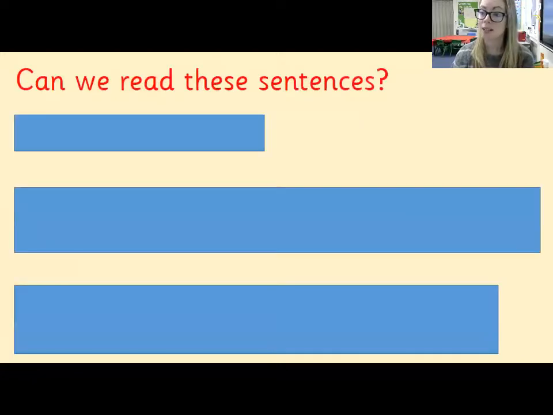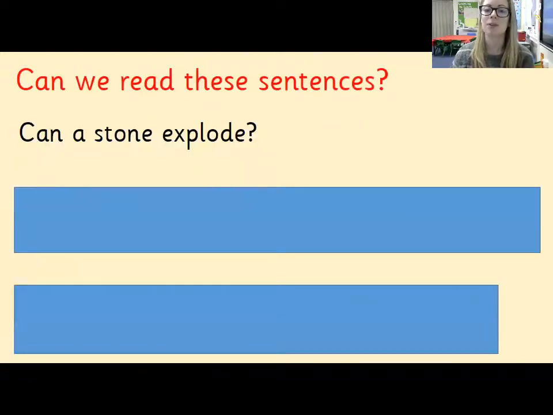Okay, we're going to read some sentences now. So the first sentence, oh, it's got one of the words we've written in it, hasn't it? It's got that word stone. Can you see that here? Stone. Let's sound this first word out together then. K-a-n. Can a stone, stone, explode, explode. Can a stone explode? Interesting question. I wonder what you might think about that.